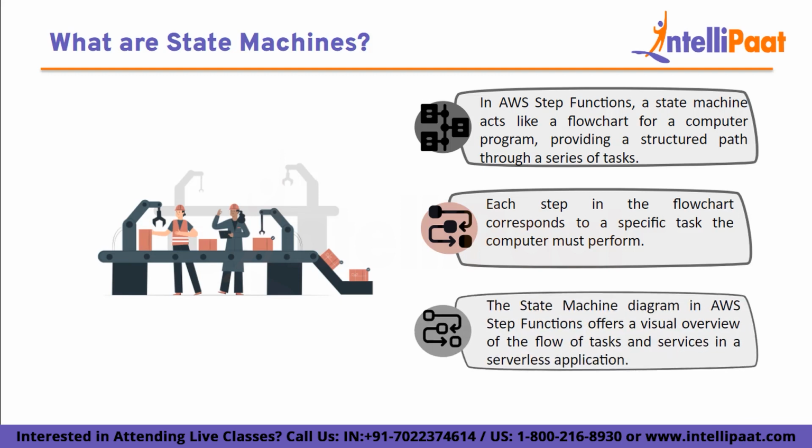AWS Step Functions takes this concept and applies it to cloud computing. It helps developers automate complex workflows by breaking them down into smaller, manageable steps, making it easier to build and run applications that rely on multiple services and tasks. In AWS Step Functions, we have something called a state machine diagram. The state machine diagram is a visual representation illustrating the workflow of the tasks and services within a serverless application. It shows the states, transitions, and the error handling, making it easier to design complex workflows in an AWS cloud environment.